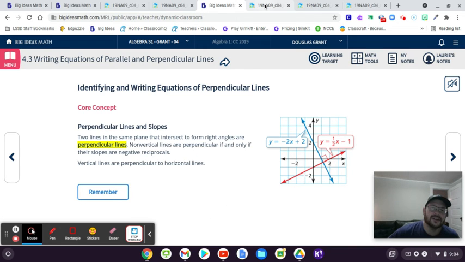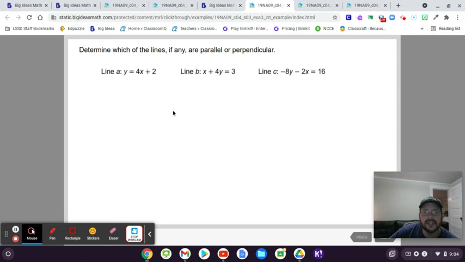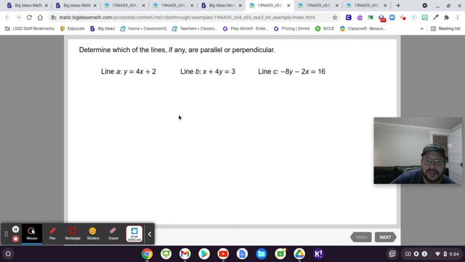Okay, so that's your notes on perpendicular lines. The slopes have to be negative reciprocals of each other. Let's do an example. So, I don't like these examples, but that's okay. We'll go through them. So they give us this one. It's in slope-intercept form. This one's not in slope-intercept form. And this one's in standard form. So you got two in standard form, one in slope-intercept form.